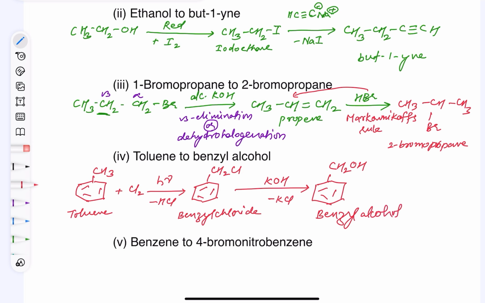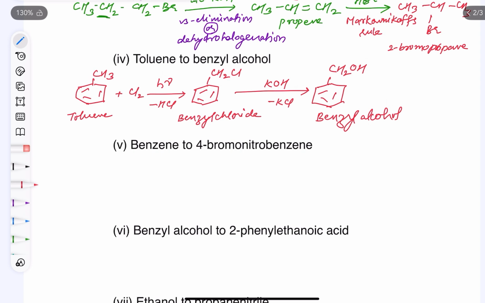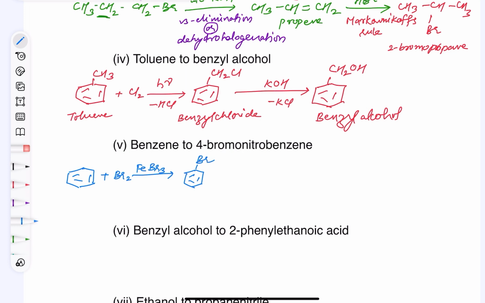Now the next conversion is benzene to 4-bromo-nitrobenzene. So let us take benzene. You have this benzene. You are making it react in the first step with Br2 in the presence of FeBr3. So ultimately you are doing bromination of benzene. When you are doing bromination, you will see that on benzene you will get Br. You have done bromination, so you get back your bromobenzene.